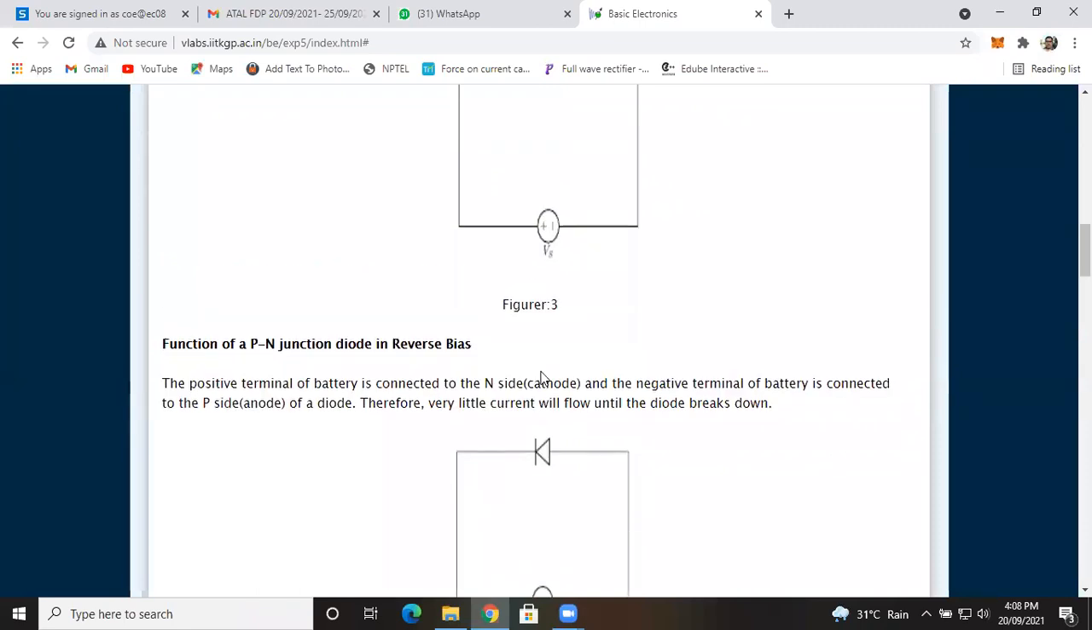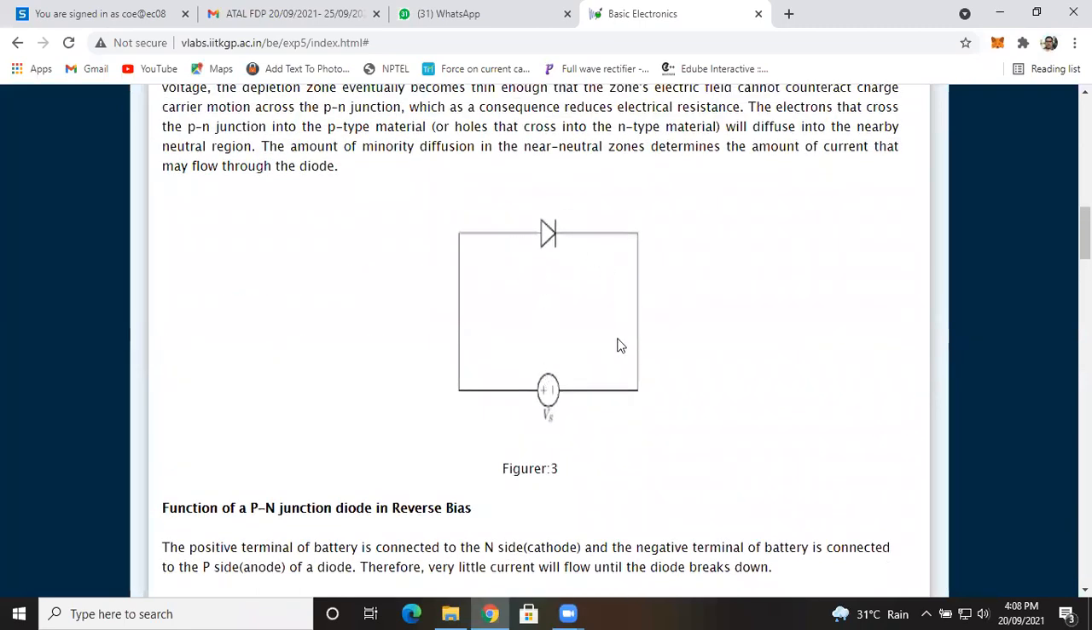As I already explained, when the diode is connected in a forward bias, it will conduct the current. The current starts its journey from the positive terminal, flows through the diode and returns to the negative terminal. So this is the basic property of electric current.